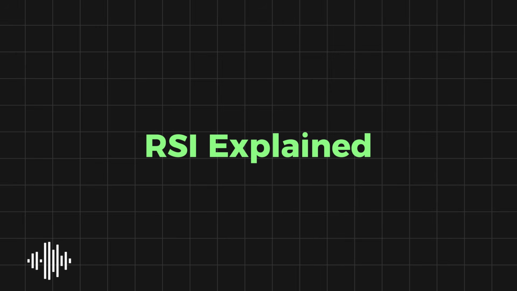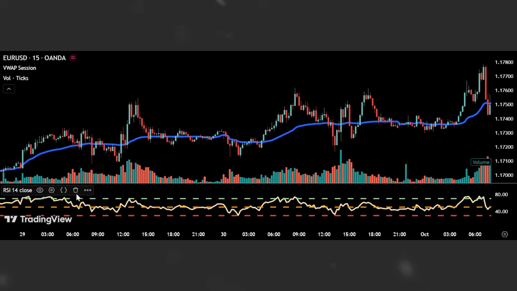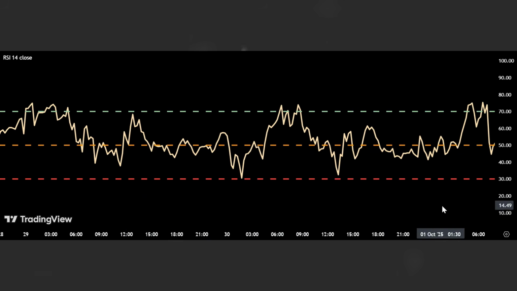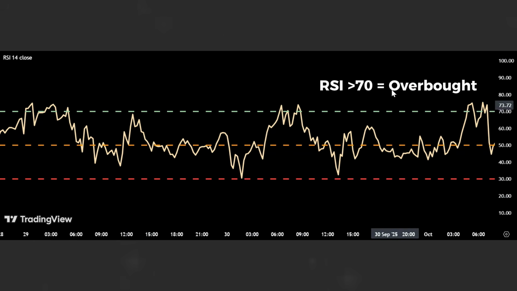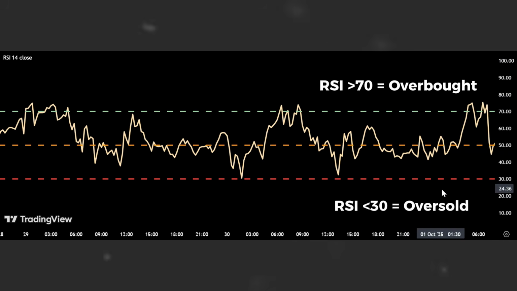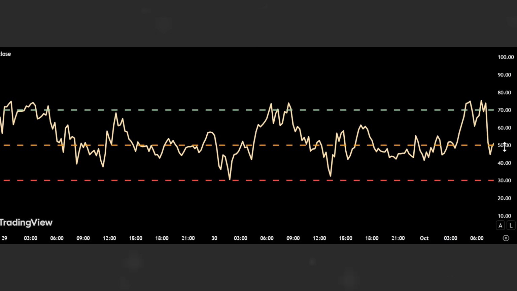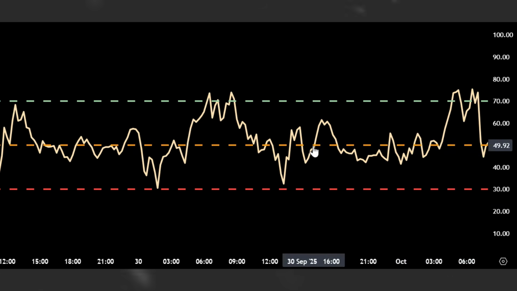RSI explained. The second tool is RSI, or Relative Strength Index. RSI is an oscillator that moves between 0 and 100. Traditionally, values above 70 indicate overbought conditions, and values below 30 indicate oversold conditions. But in this strategy, we don't just use RSI for overbought and oversold. We use it to confirm momentum during breakouts.